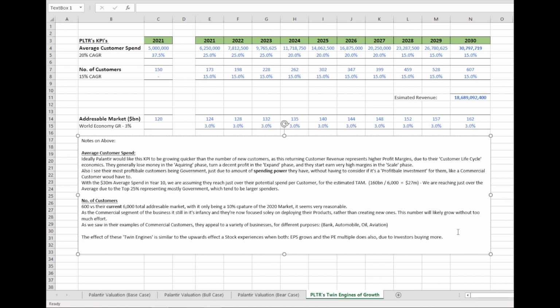So the effect of these twin engines is similar to the upwards effect that a stock experiences when both earnings per share grow and the PE multiple does, due to investors buying more.